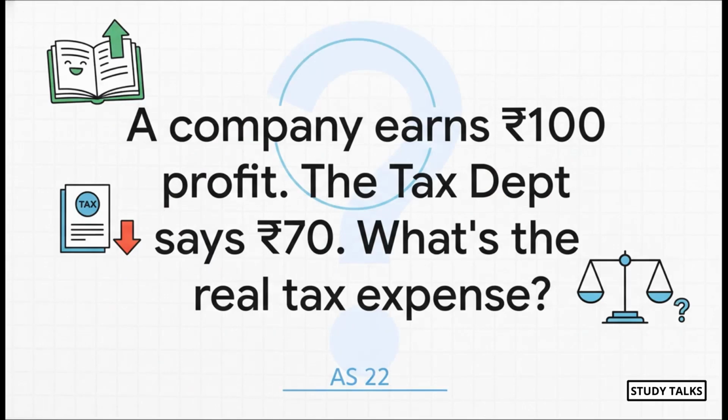Just imagine this scenario. Your company's books, your P&L, proudly show a profit of 100. But then the income tax department takes a look and says, no, as far as we're concerned, your profit is only 70. So who's right? And the million-dollar question for your exam is, how on earth do you figure out the real tax expense to show in your financial statements? This right here is the exact puzzle AS22 was created to solve.